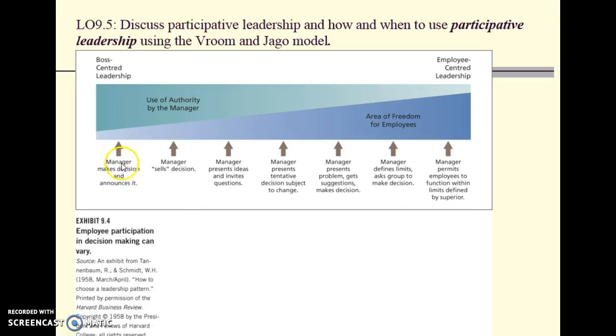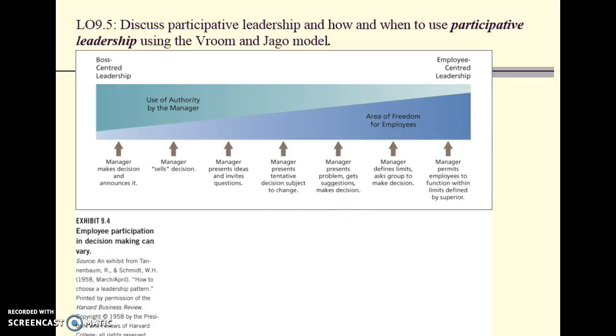As we move from left to right, the power of the boss is decreased by each of the stages. For example, in boss-centered leadership, the manager makes a decision and announces it. One other level is manager sells decision. Another level is manager presents ideas and invites questions. More or less in the middle, we have a manager that presents a tentative decision subject to change.